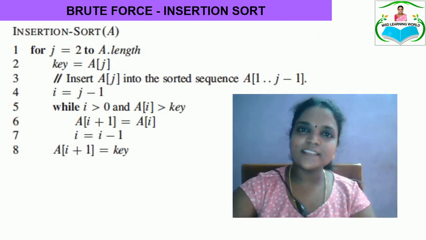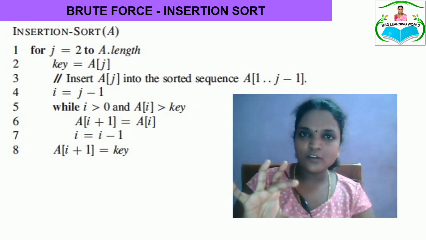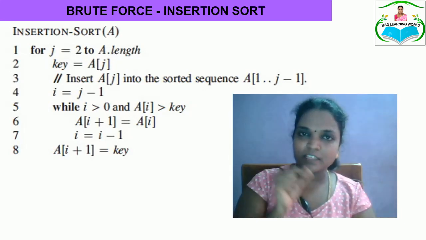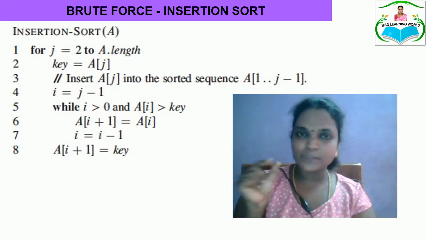So let us see the exact brute force algorithm for the insertion sort. Here we have a function definition, or the algorithmic procedure, for insertion sort, where A is the array which is going to have n number of elements. Initially the for loop is going to start with j equal to 2 to A dot length. A dot length specifies the number of elements present in the array.